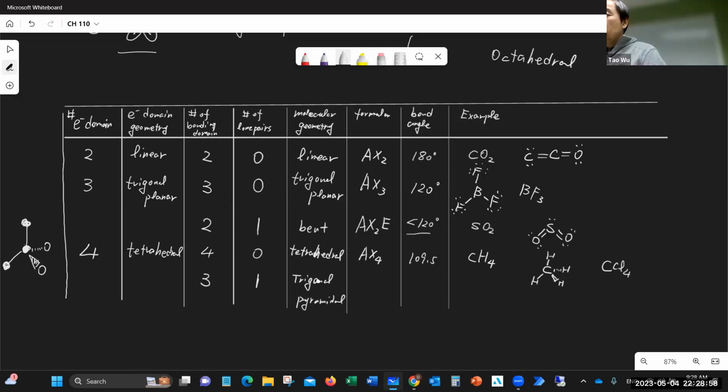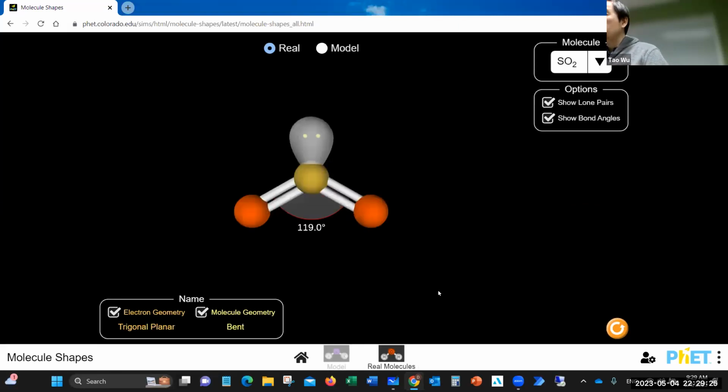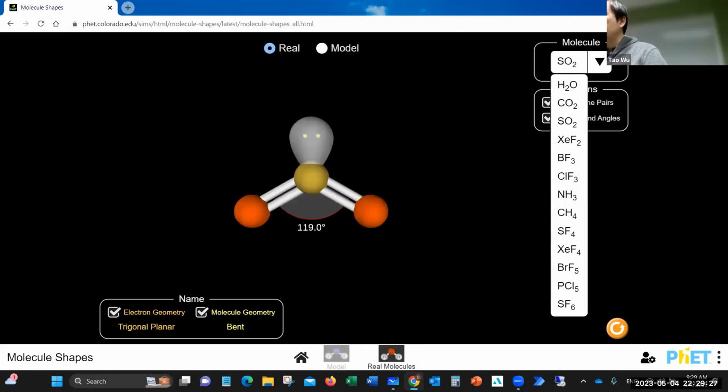For the trigonal pyramidal, that's going to be just the AX3E. They have three side atoms and one electron domain. The bond angle is going to be smaller than 109.5, probably 107 something. One of the real molecules is just ammonia.